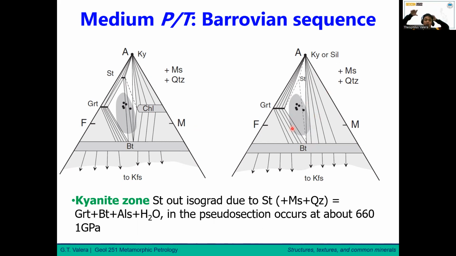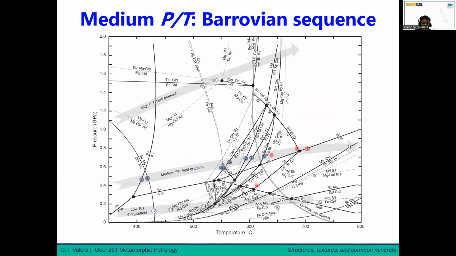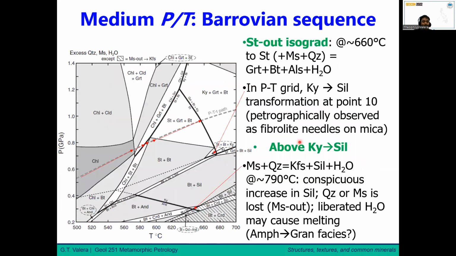Okay? Kyanite, so itong diagram na to also shows yung staurolite out isograd due to the formation ng garnet, biotite, and aluminum silicate in the pseudosection at above 660, 1 GPa. So ito yun. Staurolite breakdown to garnet, biotite, and kyanite. Okay? Yan. So staurolite out isograd around 660, ito yung reaction.